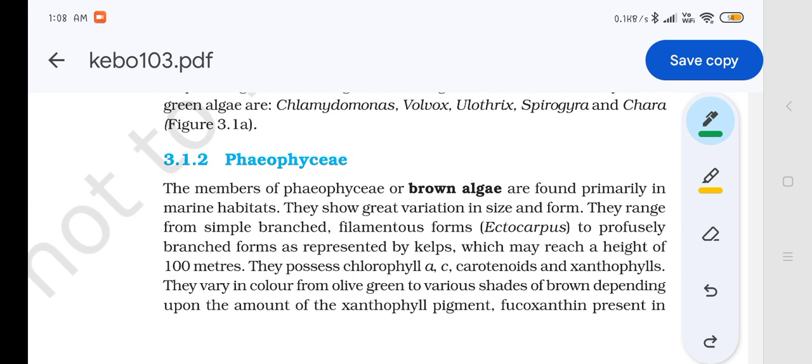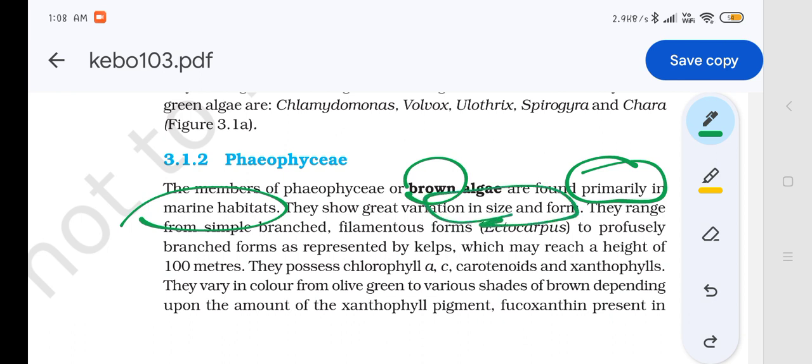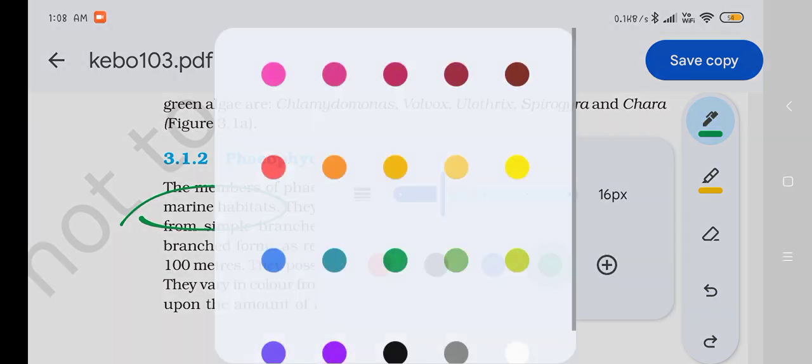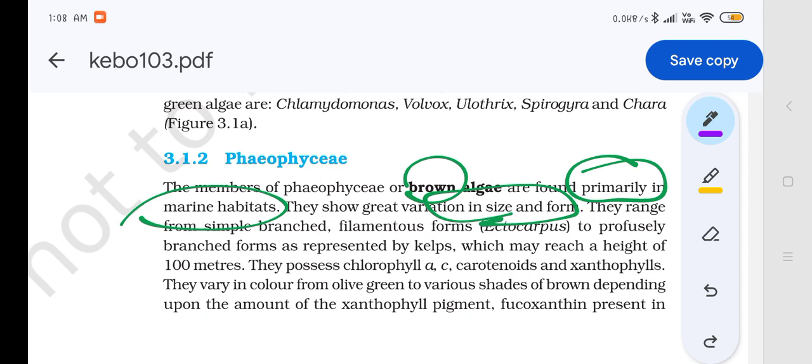Phaeophyceae. The members of Phaeophyceae, or brown algae, are found primarily in the marine habitat. This is a very important line. They show great variation in size and form. They range from simple branched filamentous forms like Ectocarpus to profusely branched forms like kelps, which may reach up to a height of 100 meters.